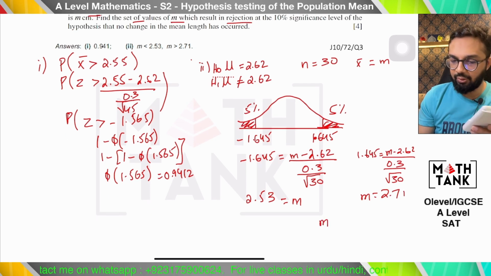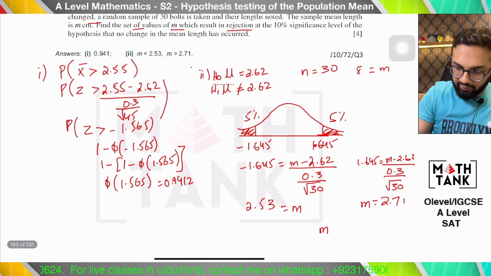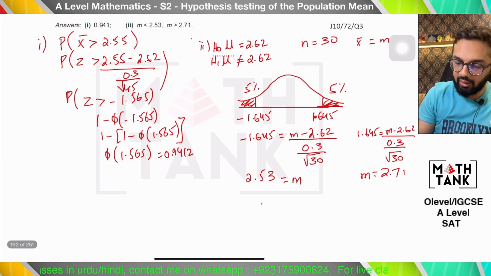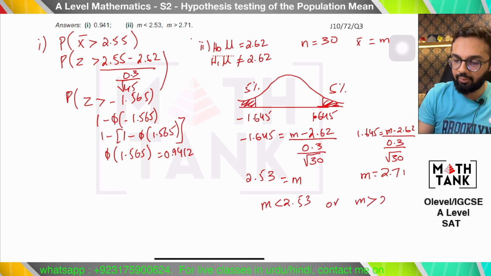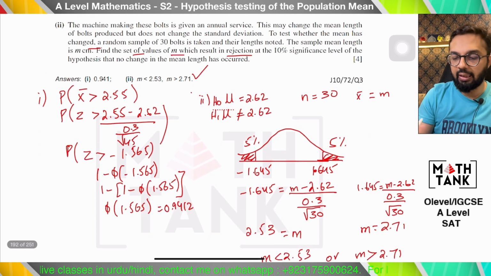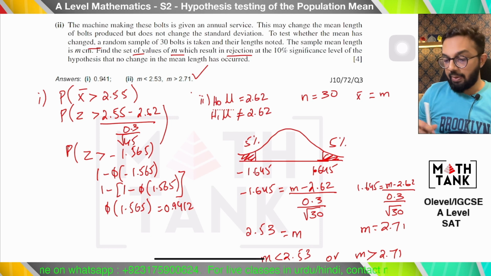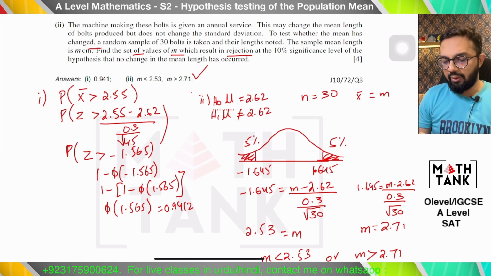So find the set of values of m which result in rejection. Rejection is when m is less than 2.53 or m is greater than 2.71. Those are the correct answers. I can see that from my diagram as well. That is the end of the first marathon. This was a long marathon.